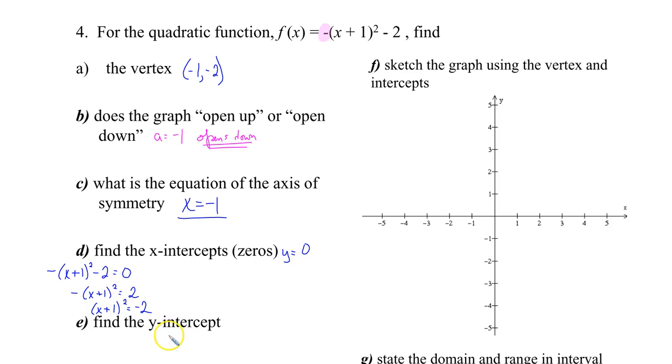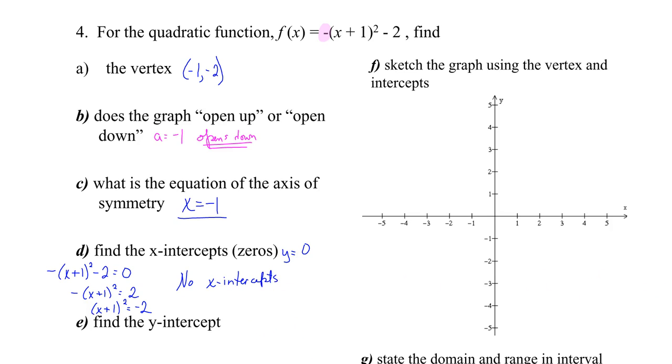Now, some of you might not have caught this, and some of you have caught this: something squared cannot be equal to a negative. So in this case, we have no x-intercepts. And we're going to verify that with the graph in just a second. I'm going to show you how to do that.